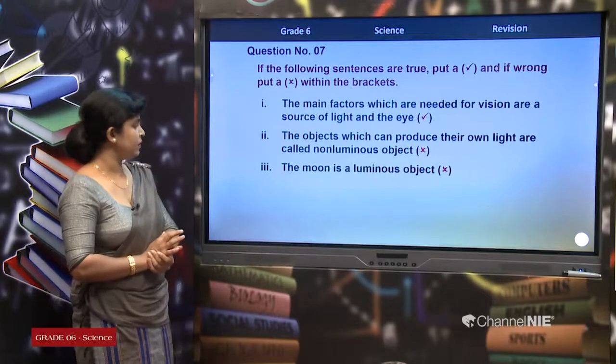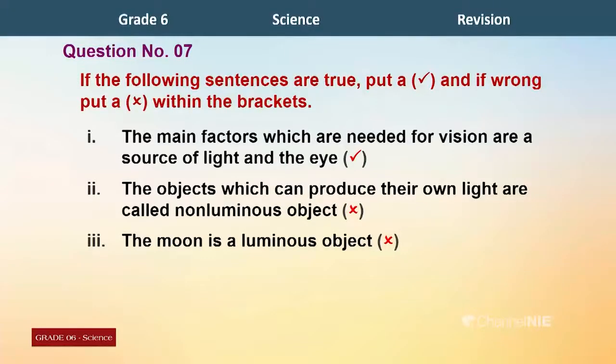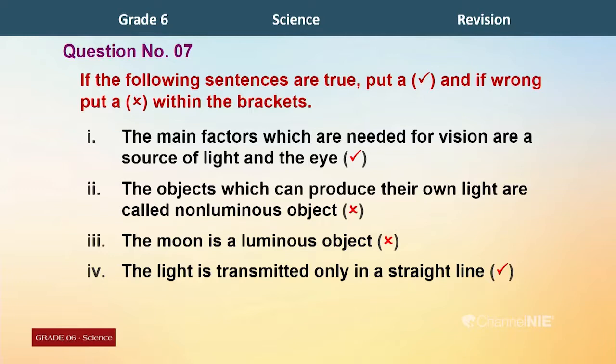Look at the third one. The moon is a luminous object. Is it a luminous object? No, that is not a luminous object. The moon is shining just because of the light of the sun, right? So, that is not a luminous object, it is a non-luminous object. The statement is wrong.